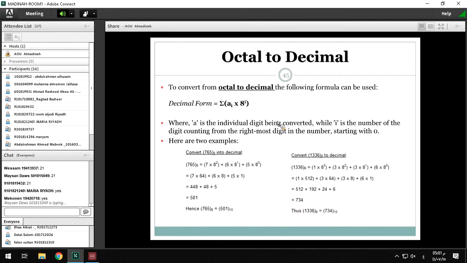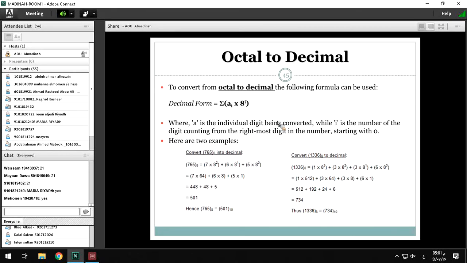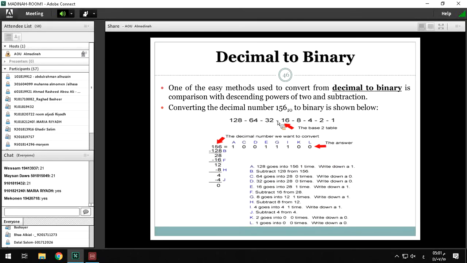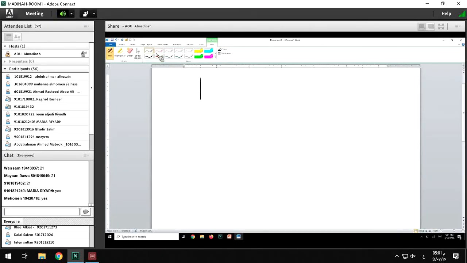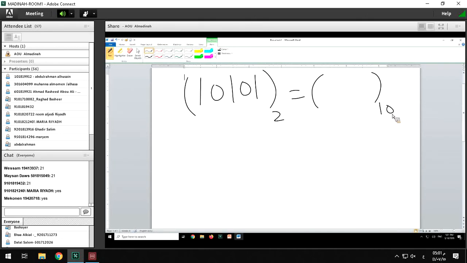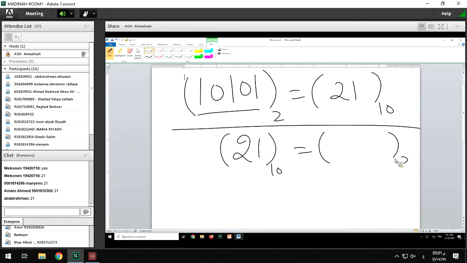We have more conversions. Binary to decimal, I explained, by multiplying the powers of 2. Octal to decimal, I explained, multiplying and adding powers of 8. Now, converting decimal to binary. We just calculated the decimal of the binary number 10101. How much was the decimal we calculated? 21. Okay. Now let us check how we convert 21 decimal to binary, to base 2.